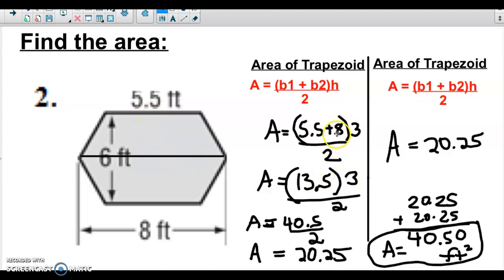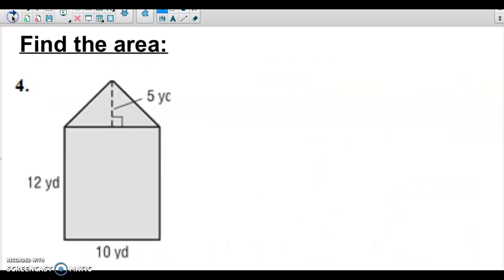So when I plugged the numbers into my formula, I added the bases, times the height, divided by 2. I got 20.25 for each trapezoid. And when I added them together, I got 40.5 feet squared.